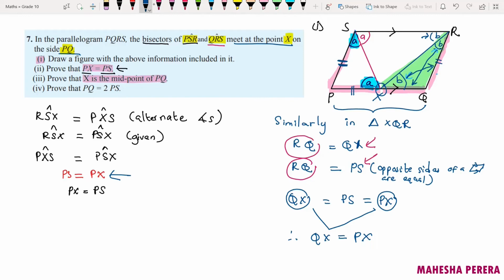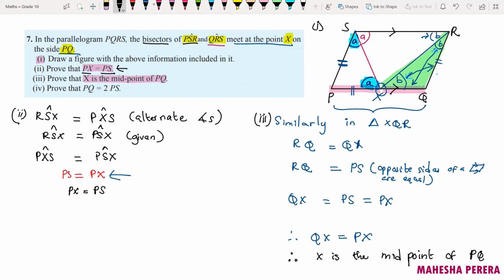Look at these pink color lines. Those two are exactly equal, which means X is exactly in the middle of them. Right? Then you can say therefore X is the midpoint of PQ. Right. Let's see the next question.